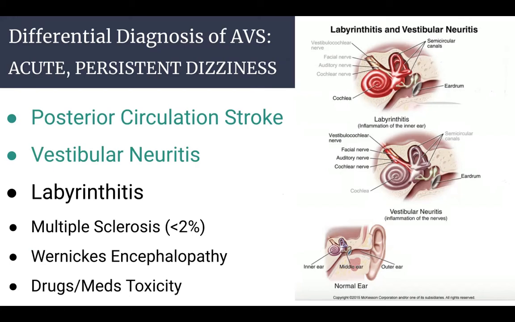This also includes vestibular neuritis, which is a very common cause of the acute vestibular syndrome. And this is caused by inflammation of the vestibular nerve, which is depicted on the middle picture on the right. It also includes labyrinthitis, which would be inflammation of the entire system there. Multiple sclerosis, in very rare occurrences, can present as acute persistent dizziness, but again, this is quite rare. And then you want to ask about drug or medication toxicity, such as anti-epileptics that might cause this symptom.